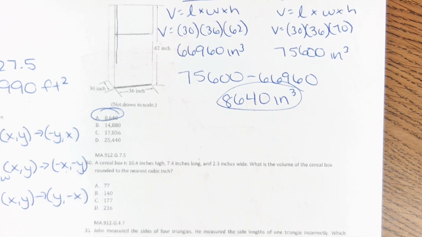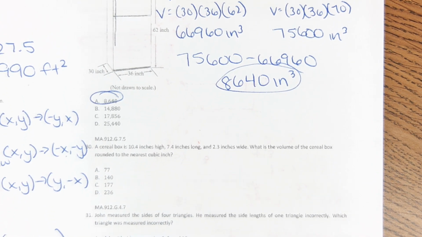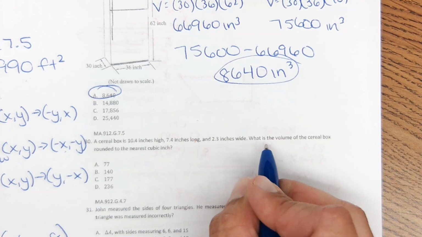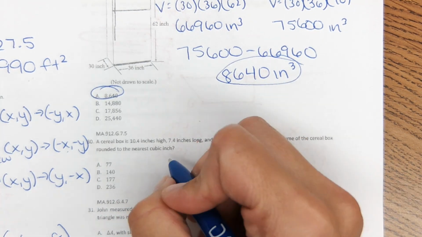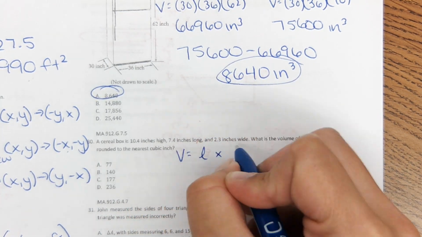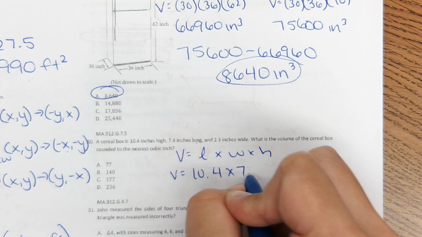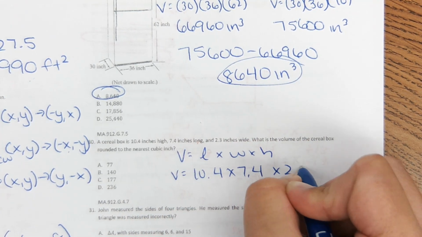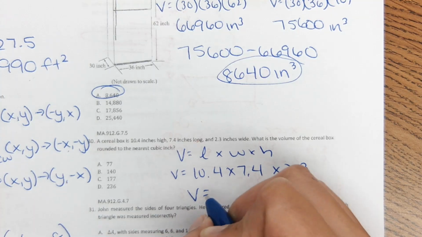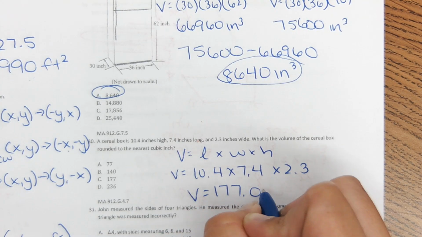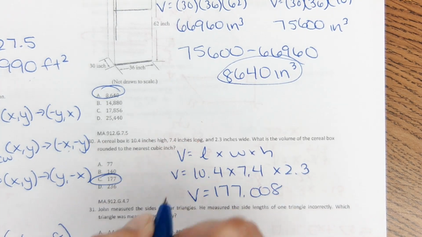Next one. The cereal box is these dimensions. What is the volume of the cereal box? A cereal box, rectangular prism, length times width times height. 10.4 times 7.4 times 2.3. The volume equals 177.008 cubic inches.